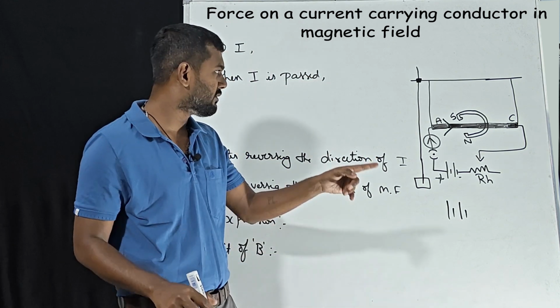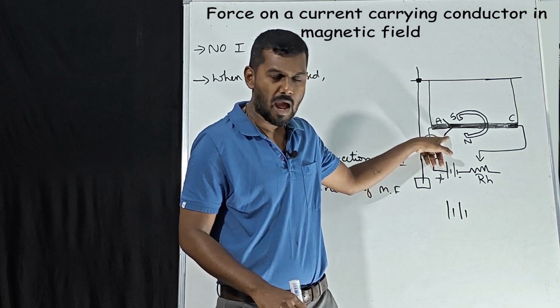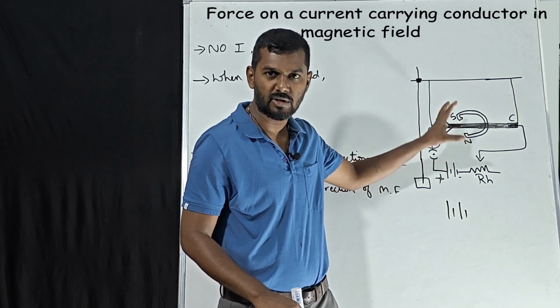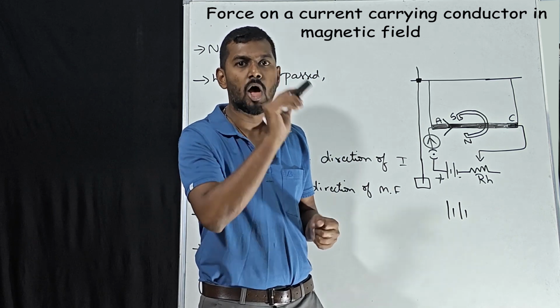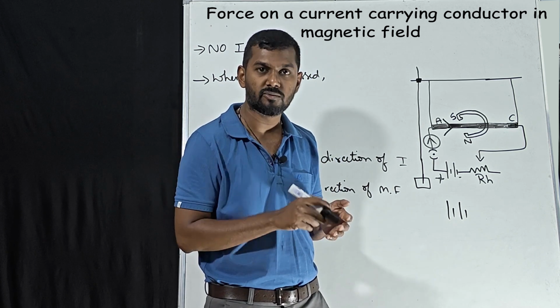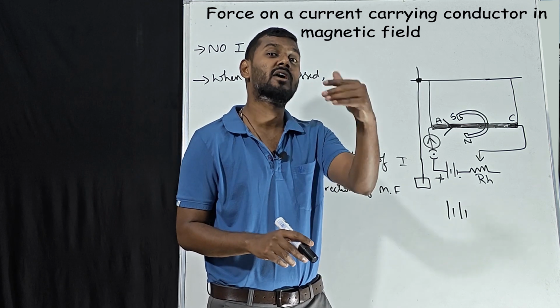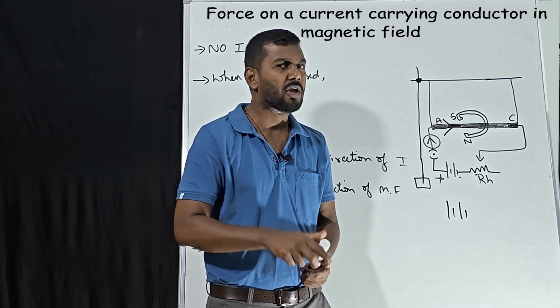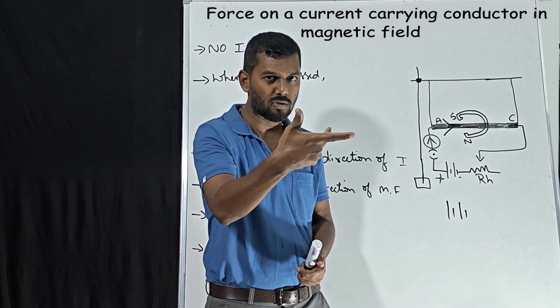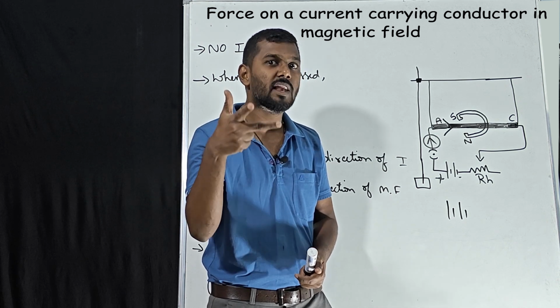I told you, whenever there is a current carrying conductor and an external magnet is there, a force will be generated. That is nothing but the Lorentz force. Now it is important for us to find the direction of that particular force. How to find that? Using a rule. What rule is that? Fleming's left hand rule.